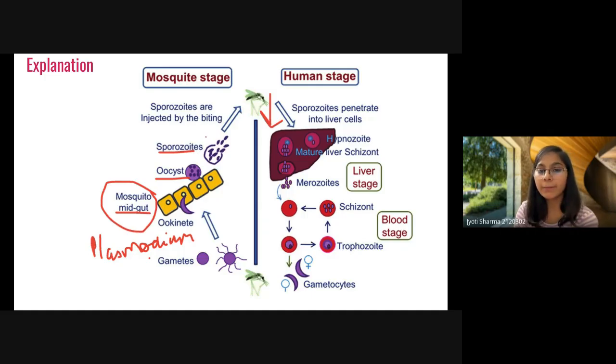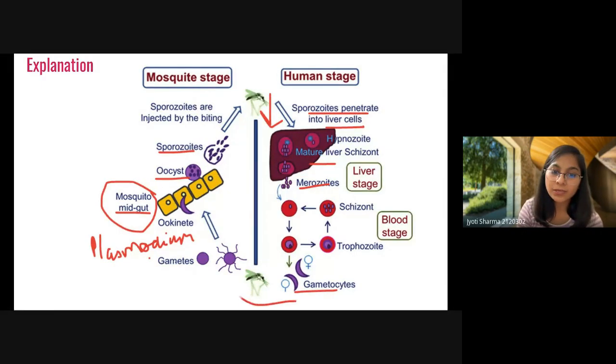Okay, and what will happen, these sporozoites will penetrate into the liver cell, then they will mature, then be converted into merozoites, and then it will produce the gametocytes, and this is how these gametocytes will again be taken up by the mosquito. So this is how there is a cycle, that the mosquito is just the carrier of the infective agent, and that agent is Plasmodium.